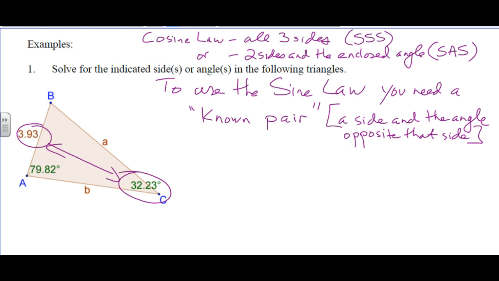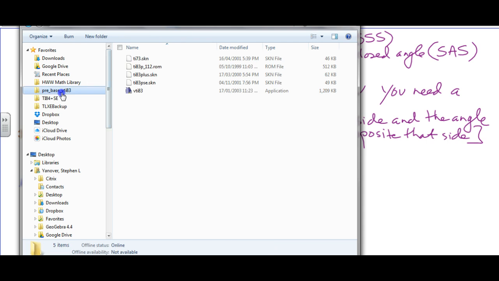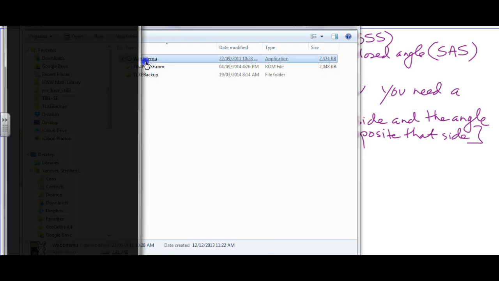Okay, so we need a known pair. We need to know a side, which in this case we have little c. So here, let me just take that off. We have little c and we have angle c. And to solve for the indicated sides or angles, so it's easy to get the third angle, right? Because you know these 3 angles have to add up to 180. They didn't ask for it, but it's trivial, right? You just go 180 minus. Okay, so we're going to set this up. Hang on, I'm just going to bring out a calculator.